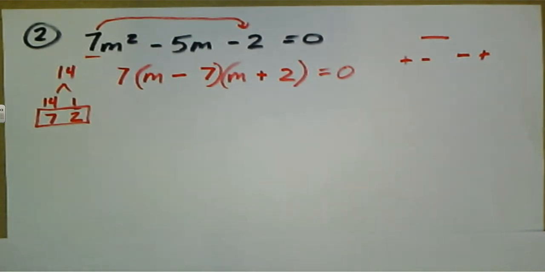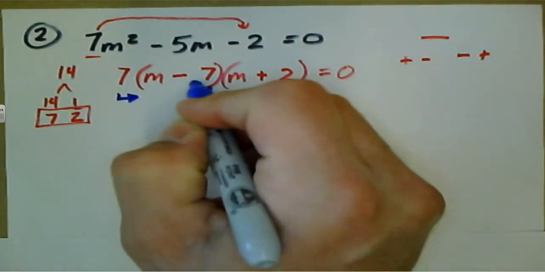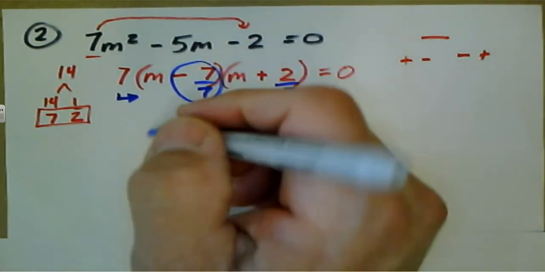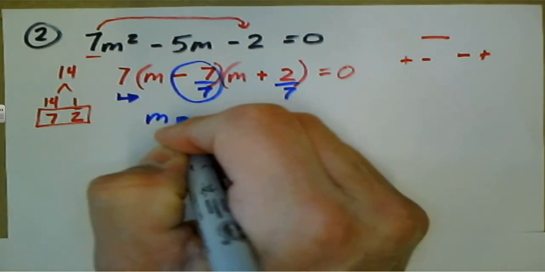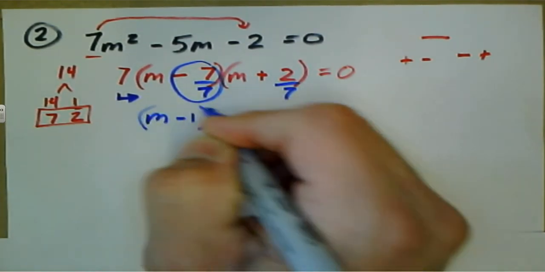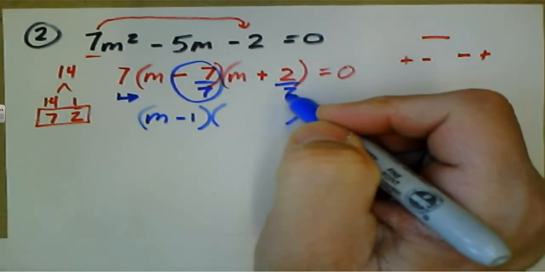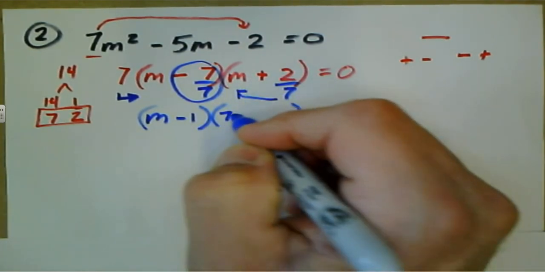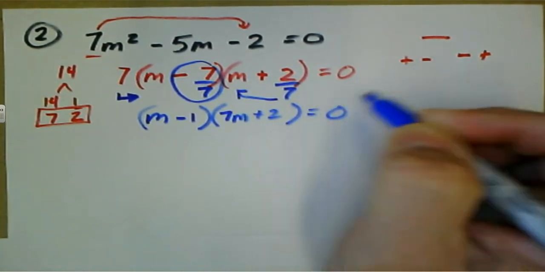All right, at this point, we cannot finish this. We need to divide everything by that 7. Negative 7 divided by 7 is negative 1. 2 divided by 7 is a decimal. We can't do it, so we're going to take that 7 and throw it back in front of the m and bring down the plus 2.